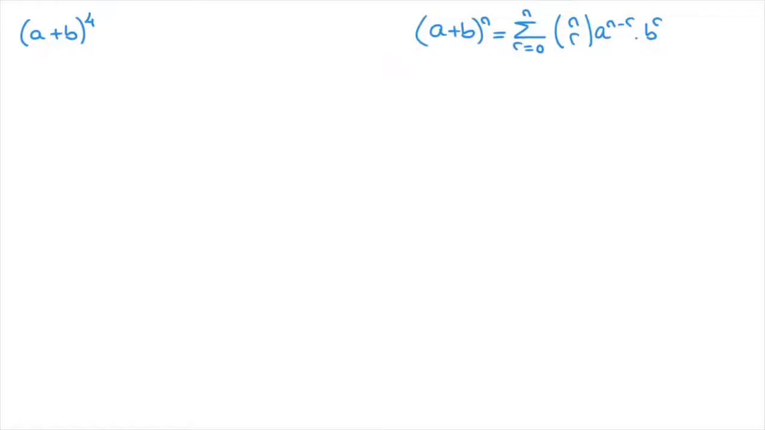And now we see that the only difference between (a+b)^4 and (a+b)^n is the power. And so all we need to do is replace every instance of n we see inside the formula by 4. So that would look like this. This should equal the sum from r equals 0 up to 4 of the binomial coefficient (4 choose r) times a to the power of 4 minus r times b to the power of r.